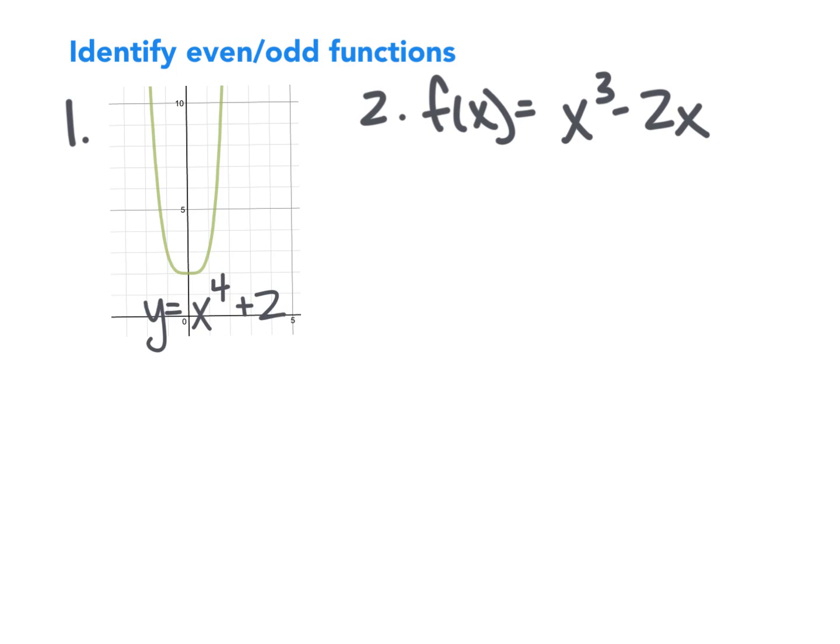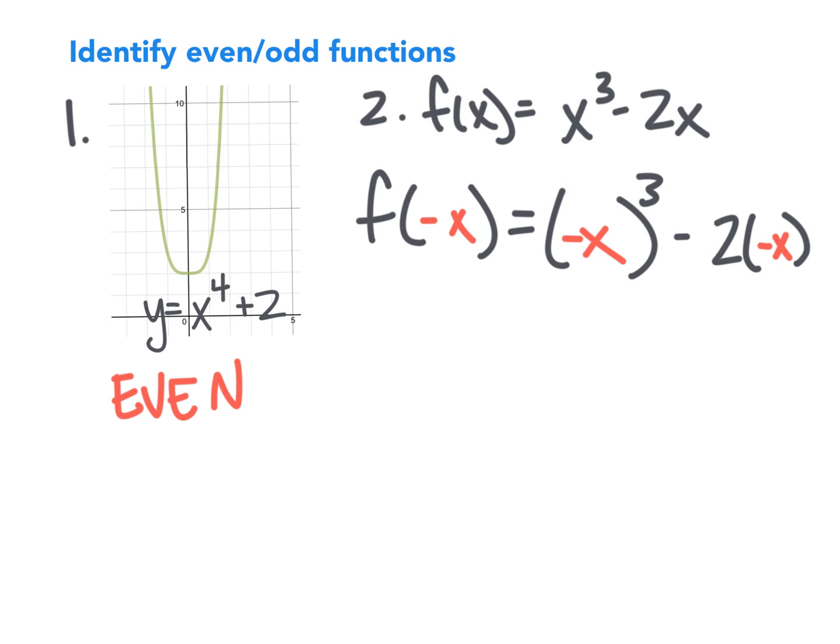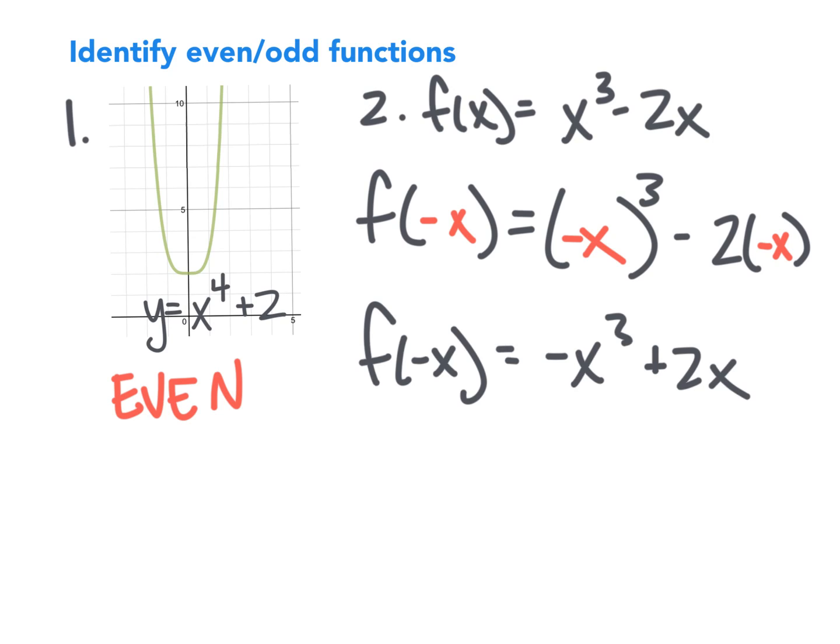All right, let's identify even and odd functions. Here we have something that's very obviously y-axis symmetry, so this must be an even function. Now in the second example, we don't really know because we can't see the picture of it, so we're going to replace all of these x's with negative x. After doing that, we see that f of negative x yields negative x cubed is negative x cubed, and negative 2 times negative x is positive 2x. And as you see, every sign changed. This was positive, negative, negative, positive. This must be an odd function.